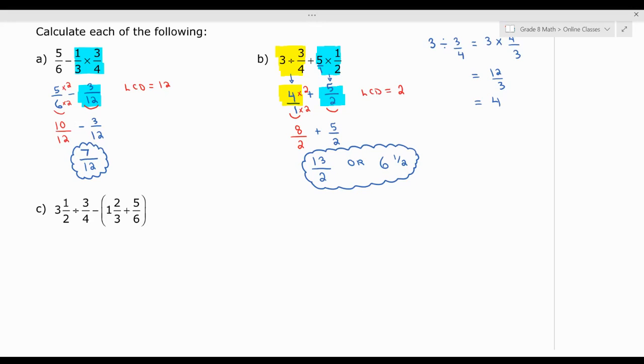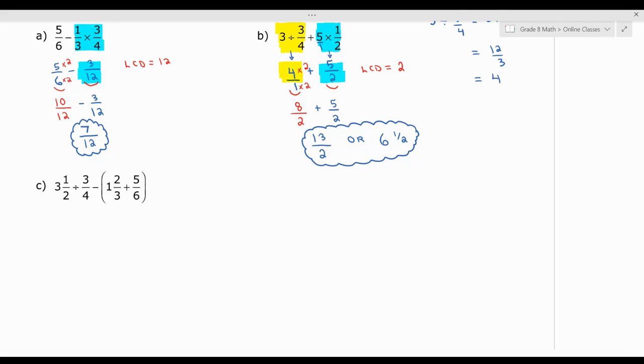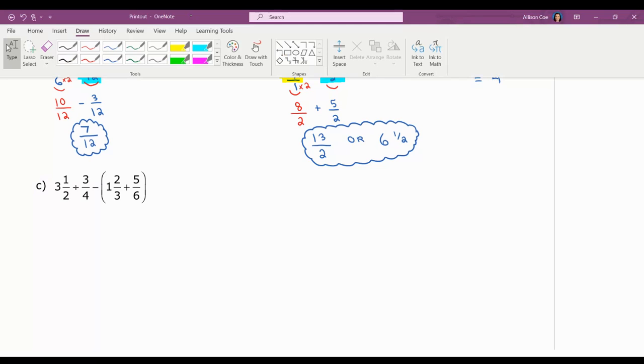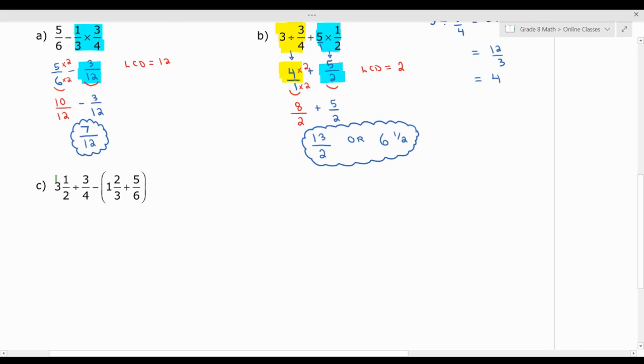Last example, a little bit more going on. We have 3.5 divided by 3/4 minus 1 2/3 plus 5/6. So I would probably suggest right away, change your mixed numbers to improper. So I actually have two mixed numbers here.